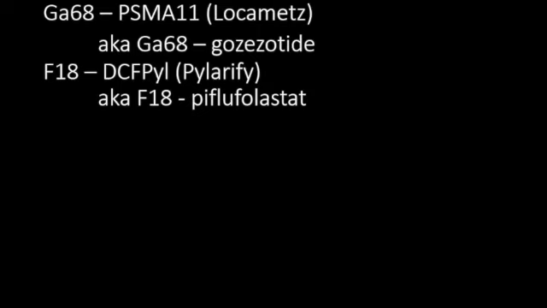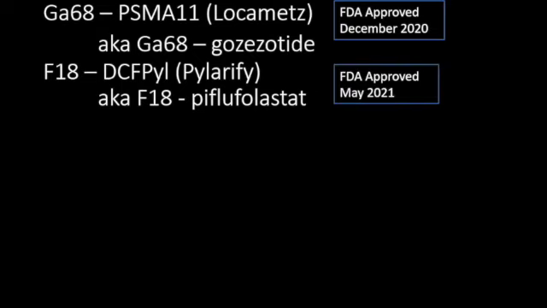PSMA PET tracers tend to have various names, and I've listed them here. The gallium-68 PSMA-11 tracer has a trade name of Locametz, and the F18 DCFPyL tracer has a trade name of Pylarify. The gallium-68 tracer was approved by the FDA in December of 2020 and the F18 tracer in May of 2021.